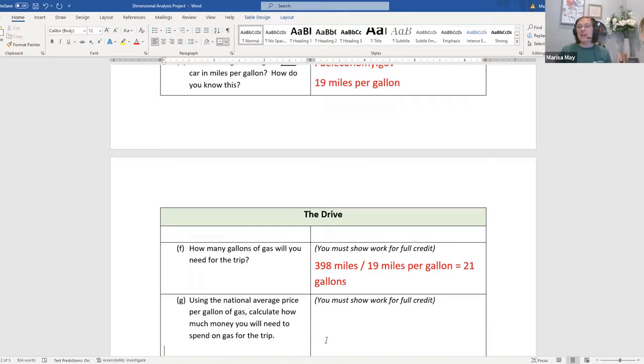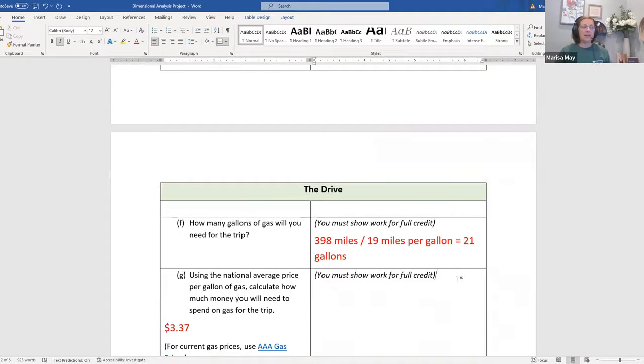Today, I looked up the average price per gallon, and as of today, you can go to the site and check me, it was $3.37 per gallon. And so what am I going to do for G? I'm going to take my number of gallons that I calculated. Yours will be different. 21 gallons times $3.37. So I'm taking my number of gallons from F and I'm multiplying by my $3.37 per gallon, and it's $70.77.